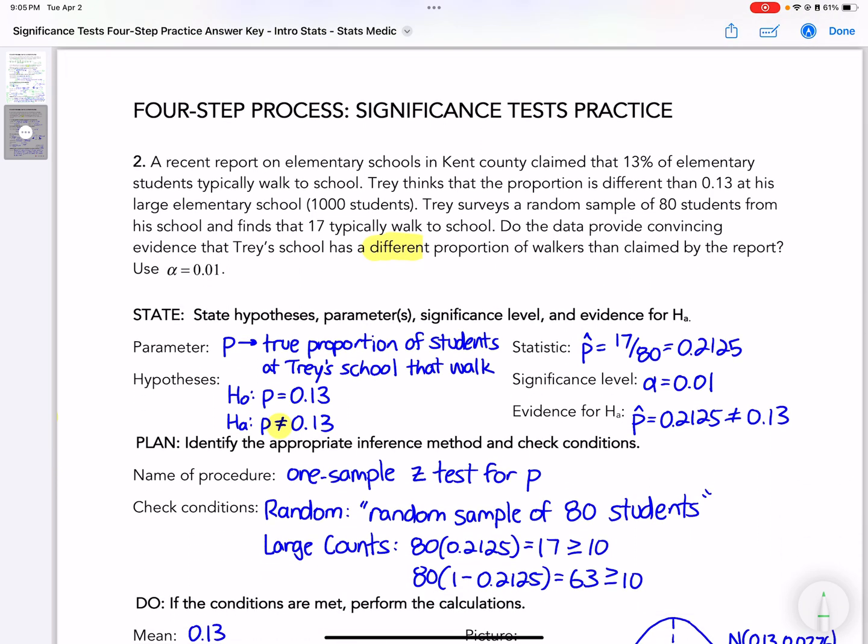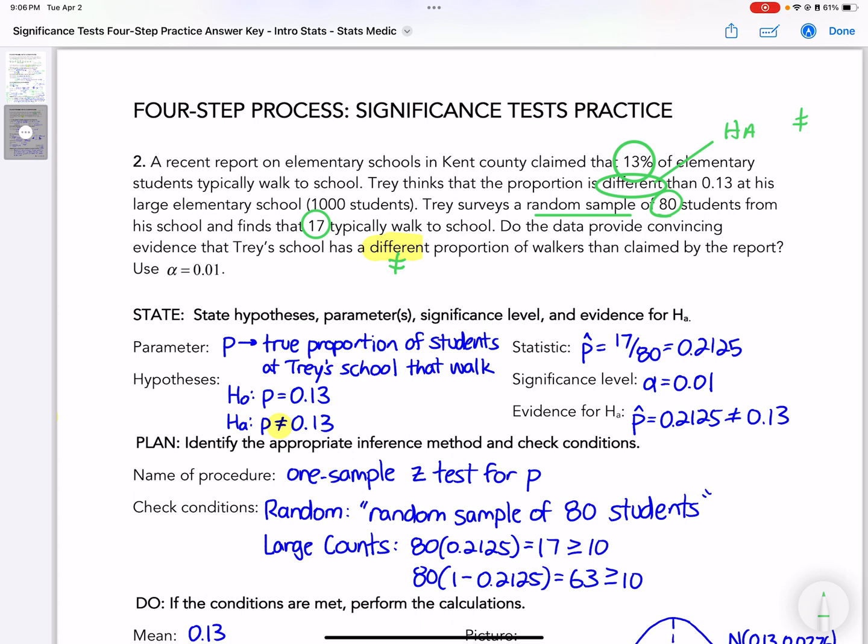Now let's go ahead and do the one proportion z-test for proportion here. So for this one, it says a recent report of elementary schools in Kent claimed that 13%, so that's important, of elementary students typically walk to school. Trey thinks that the proportion is different. That's important. When it says different, that's what I'm going to be using for my Ha. It's going to be a not equal to. Different than 13%. Trey surveys a random sample, that's important, of 80 students, that's important, from his school and finds that 17 typically walk to school. Do the data provide convincing evidence that they have a different proportion of walkers than claimed by the report? Again, that's going to be not equal to.